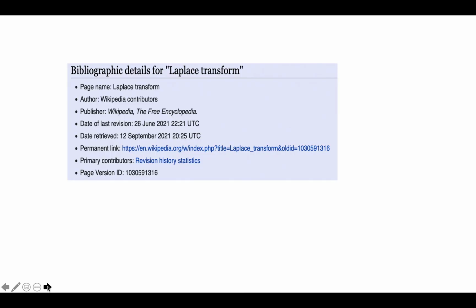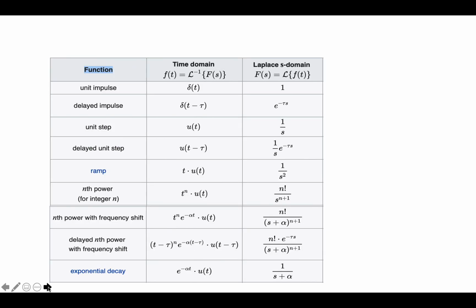So I'm going to show you some tables here. I took these not out of your textbook, but these came out of Wikipedia's page on the Laplace transform, so here is the reference for that. Your textbook also has a very good table. I just wanted to provide you with another option. These tables were taken under the Creative Commons license from the Wikipedia site.